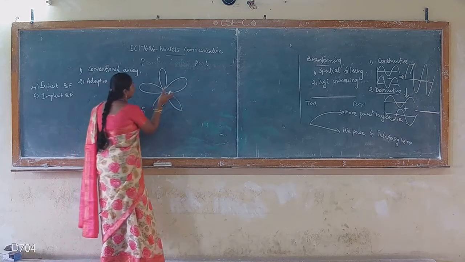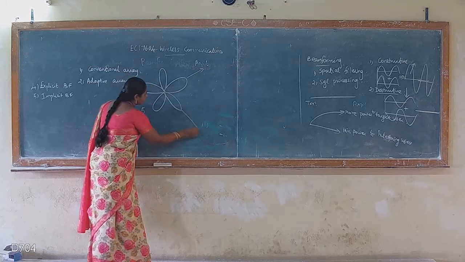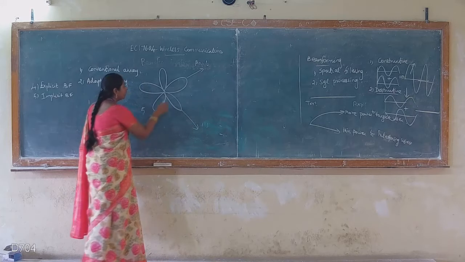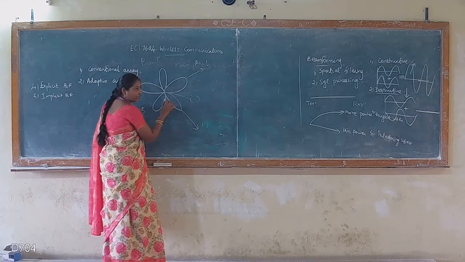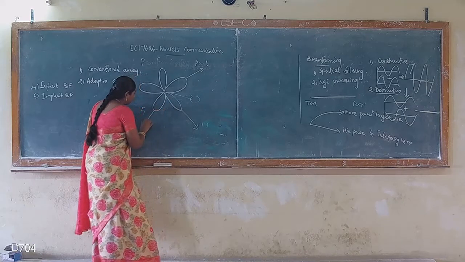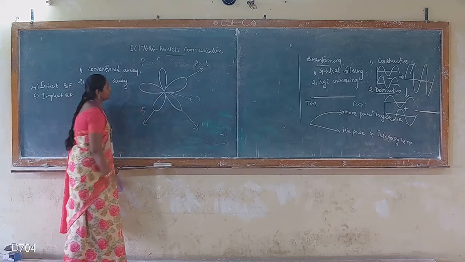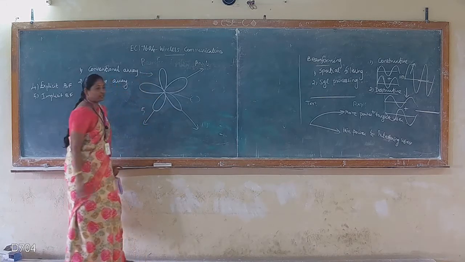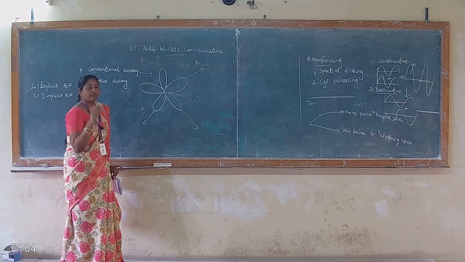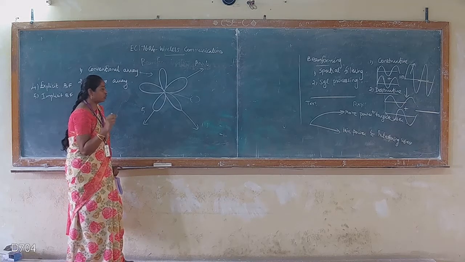This radiation pattern is always towards this direction only, and this pattern is towards this direction only. We cannot have any radiation pattern in this direction. This radiation pattern is towards downward. So these are all fixed radiation patterns. This is the conventional array. Every antenna element weight is fixed, so it is called a fixed conventional array.